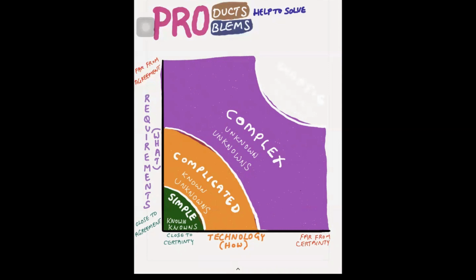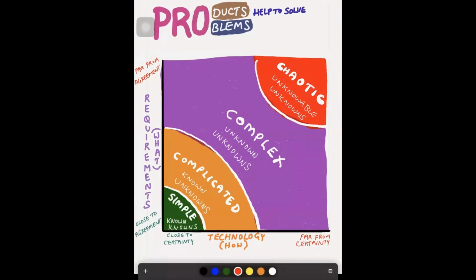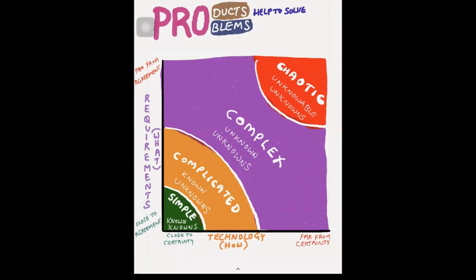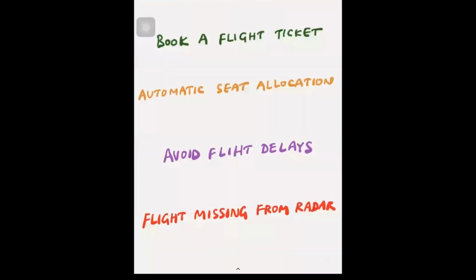The fourth type of problem is chaotic. The nature of this problem type chaotic is unknowable unknowns. For example, somebody has kidnapped your child. So it's a chaotic problem, unknowable unknowns. You can't even think where to start solving the problem, right? So the framework, which is called as Scrum, is specifically designed to help solving the complex problems where unknown is more than known. Let's see some examples here.